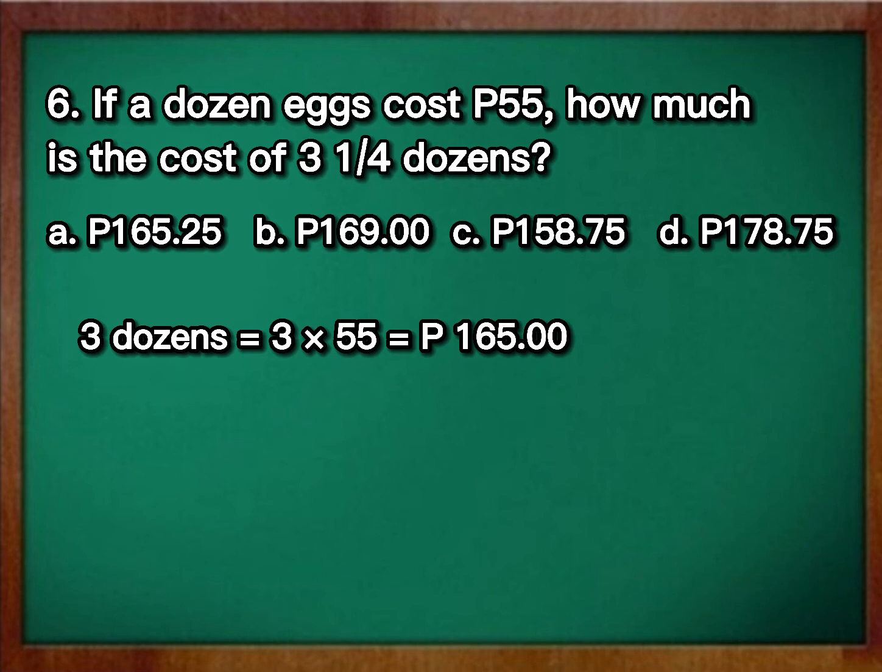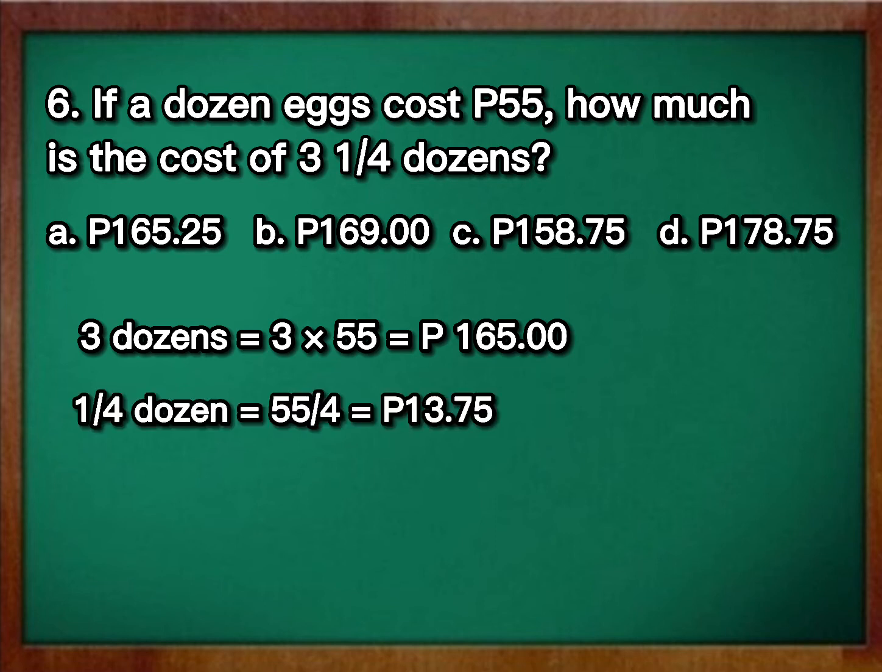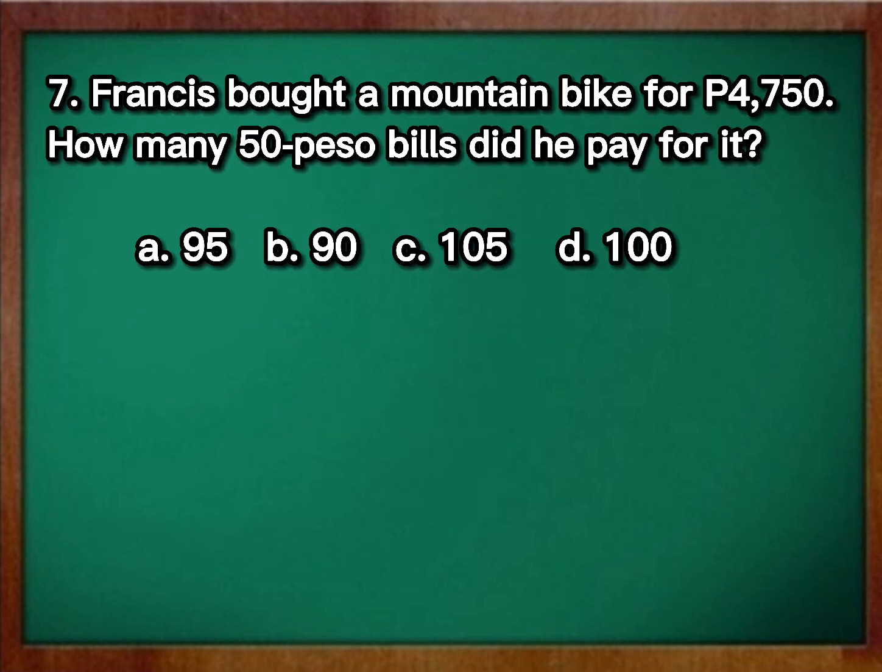So in 3 dozens, the cost is 165, and for the 1/4, get the 1/4 of 55, that's 13.75. So the total cost is 165 plus 13.75, that's 178.75 pesos. Francis bought a mountain bike for 4,750 pesos.